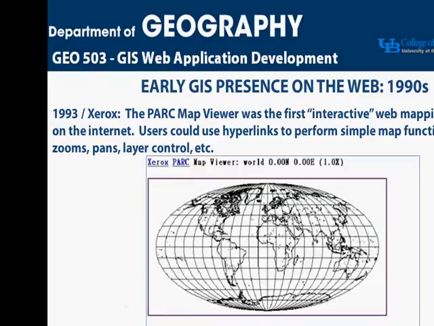This, I remember. The Xerox PARC Map Viewer was the first interactive web mapping application in 1993. Users could use hyperlinks to perform very simple map functions like zooming in, panning, turning on layers, and so on. So to zoom in, literally you had to click these hyperlinks. See, zoom in times 2, times 5, and so on. Change display. It seems crazy, but this was a big deal. Just the fact that you could do this much in 1993.